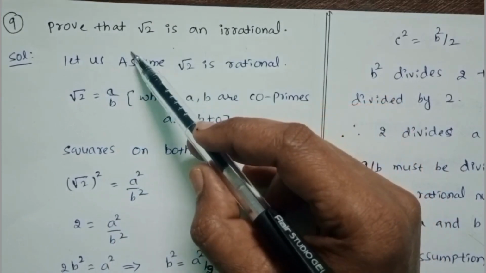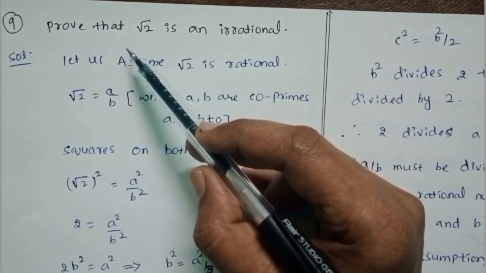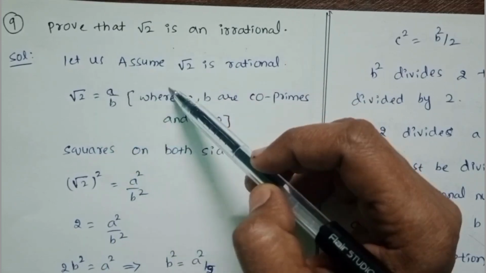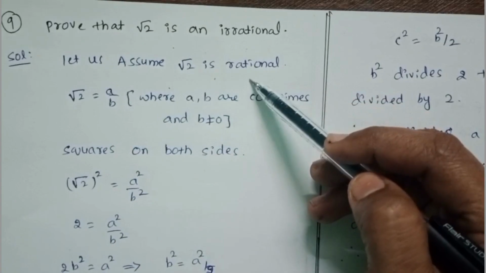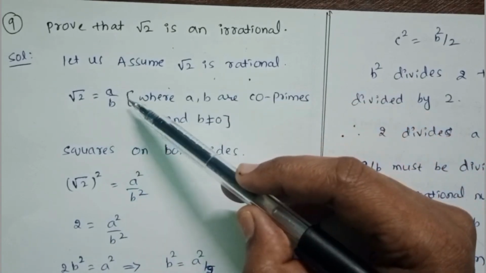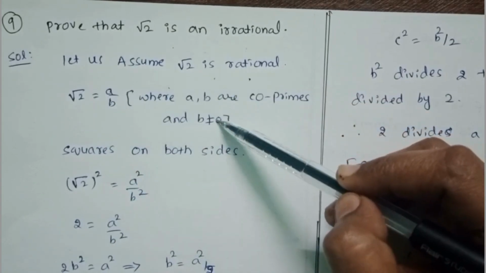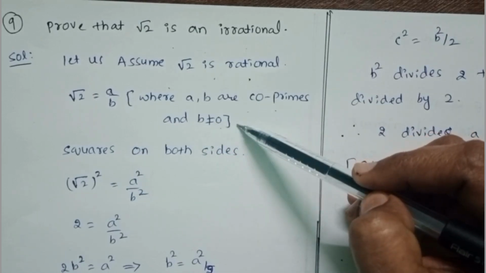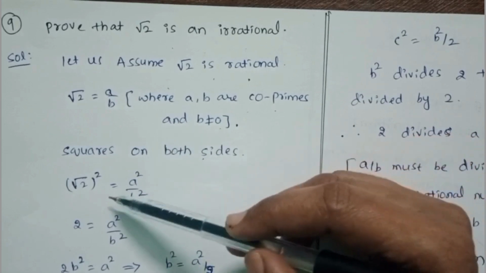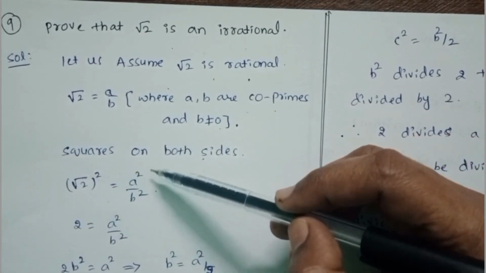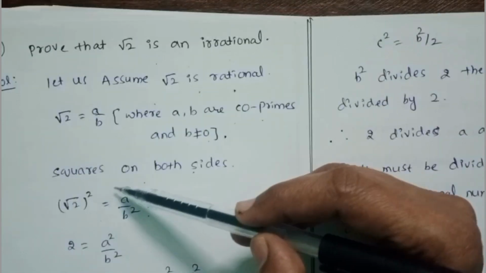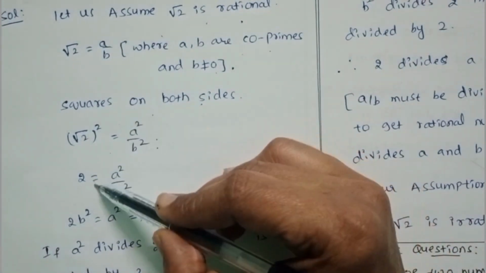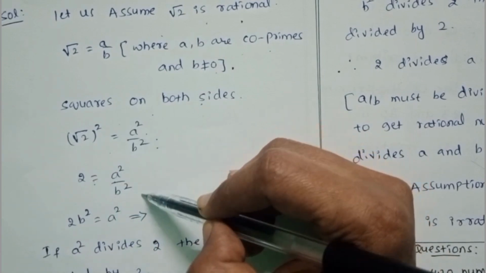The next question, ninth question, is: prove that root 2 is an irrational number. This is a very important question. In each and every paper you get this type of question. Let us assume root 2 is a rational number. Root 2 is equal to A by B, where A and B are co-primes and B is not equal to 0. Then square on both sides. Root 2 whole square is equal to A square by B square. Root 2 whole square becomes 2, so 2 is equal to A square by B square.